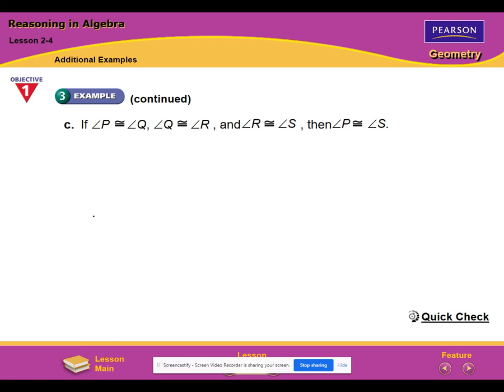And it's actually the transitive property twice, because if P is congruent to Q and Q is congruent to R, then I could conclude that angle P is congruent to angle R, right? And then if angle P is congruent to angle R and angle R is congruent to angle S, then I could conclude that angle P is congruent to angle S, and that's what that says. So it really is the transitive property twice.